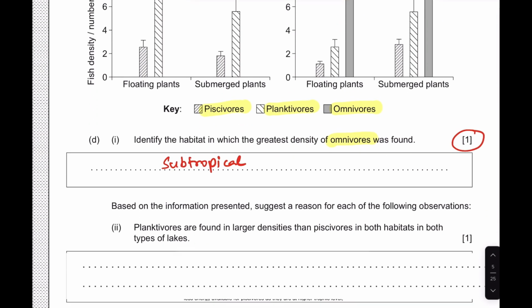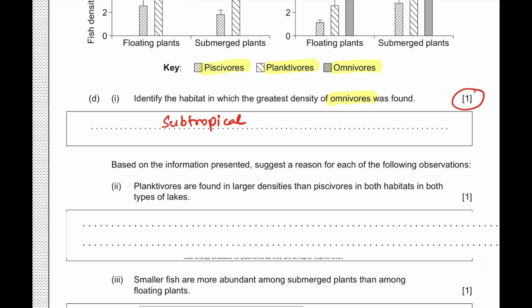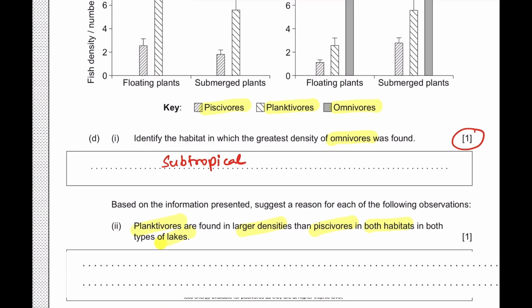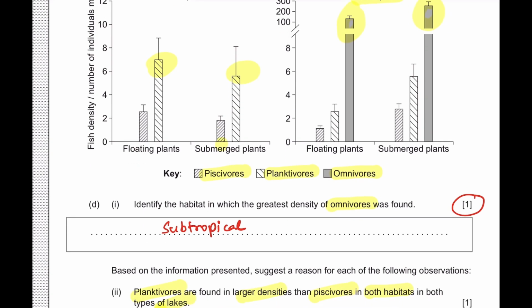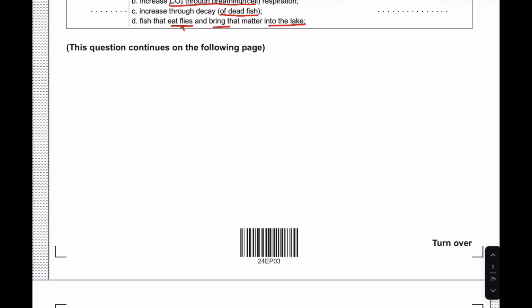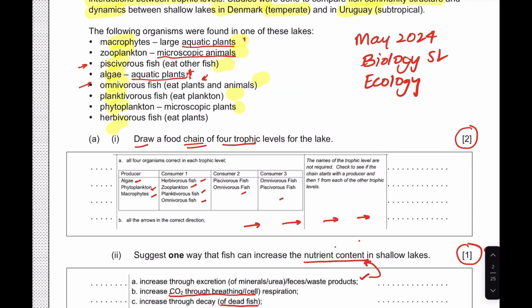1 mark, good enough. Based on the information presented, suggest a reason for the following: planktivores are found in larger density than piscivores in both habitats, in both types of lakes. So we can see, yes, this is more than this, and here also, this is more than this. We have the information from the first part about the eating habits: piscivore fish eat other fish, meaning they are carnivores, and omnivore fish eat plants and animals, so this is omnivore.